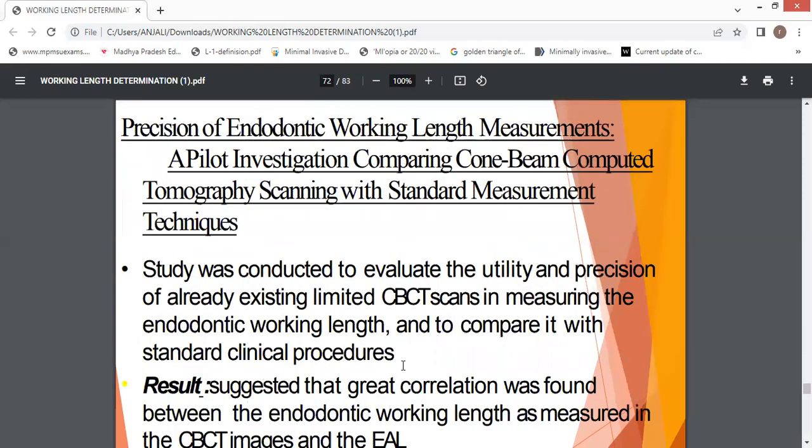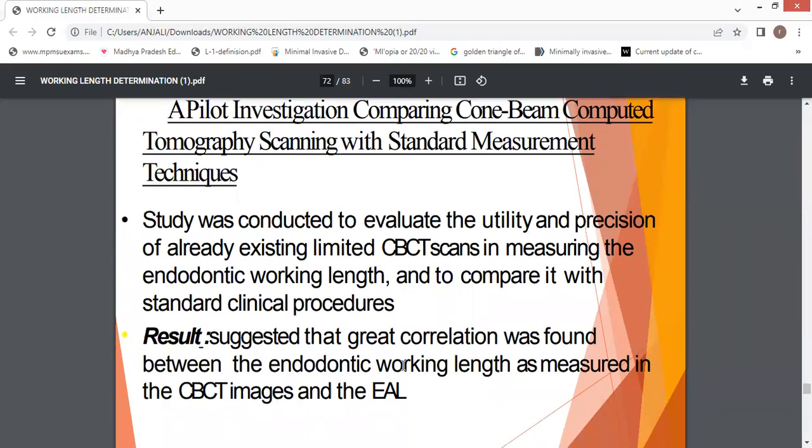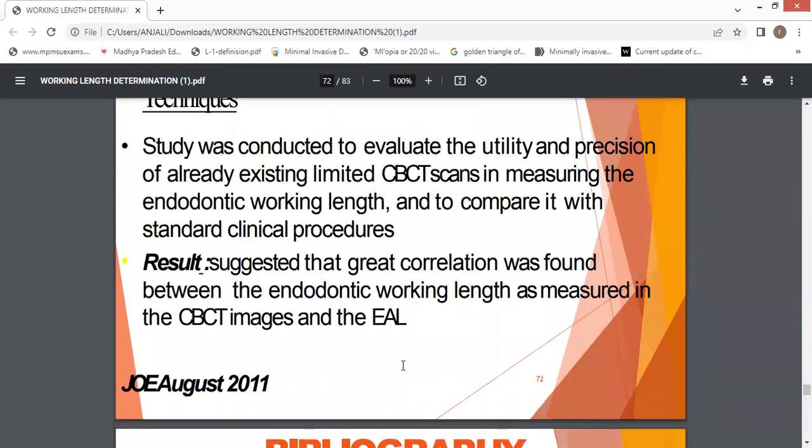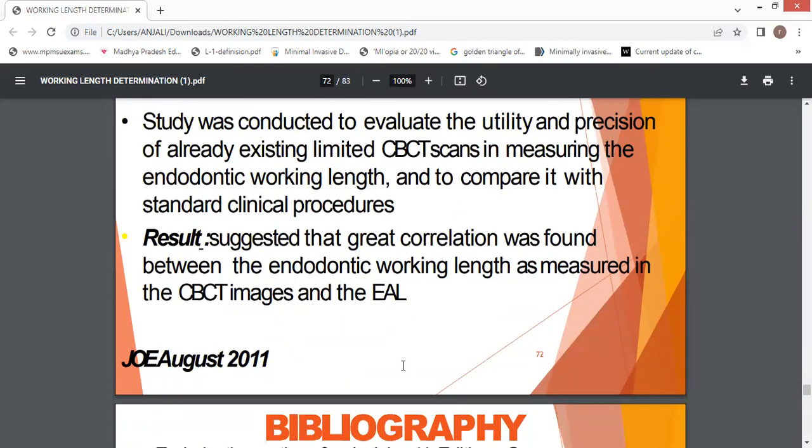Precision of endodontic working length measurements: a pilot investigation comparing cone beam computed tomography (CBCT) scanning with standard measurement technique. A study was conducted to evaluate the utility and precision of already existing limited CBCT scans in measuring the endodontic working length and to compare it with standard clinical procedures. Result: it suggested that great correlation was found between the endodontic working length as measured in the CBCT images and the EAL.